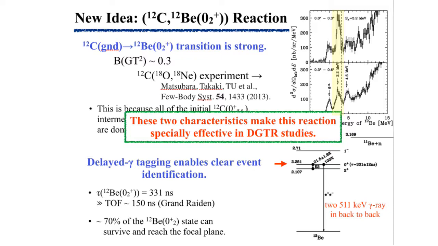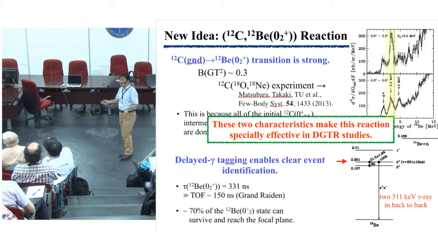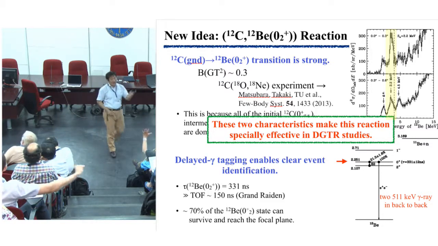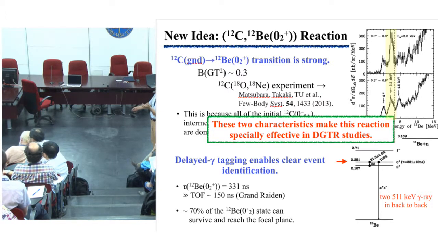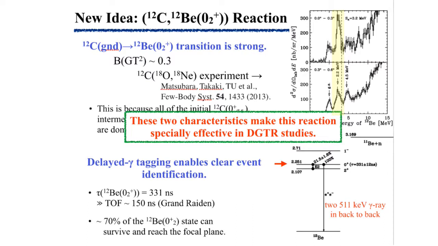The transition matrix element, or transition strength, is something like 0.3. This is unusually large in a light-ion, stable-ion-induced reaction. Another good point is that this is an isomer with a lifetime of 300 nanoseconds, which is longer than the time of flight in the spectrometer, and we can easily tag the reaction channel by detecting the delayed gamma rays.